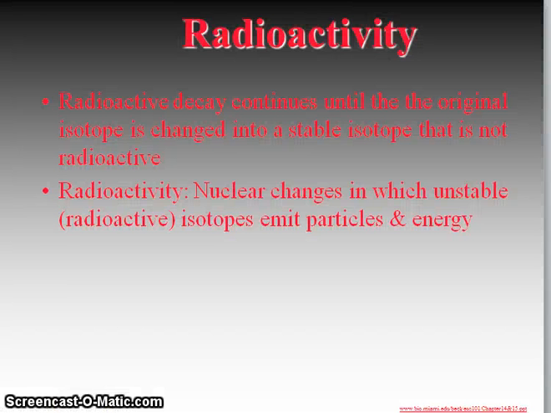Radioactivity. Radioactive decay of uranium-235 or plutonium continues until the original isotope is changed into a stable isotope. The radioactive elements are unstable, having a different number of neutrons than the normal element does. So they change into the stable form of the element until it's no longer radioactive.